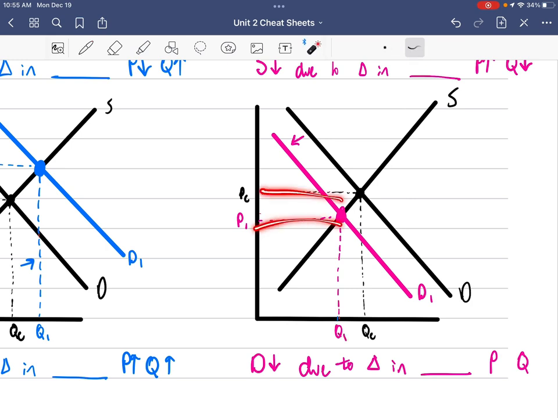So old price to new price looks like it shifted down, and I can come down here and describe the graph that way. Old quantity to new quantity looks like it shifted to the left. Left is less, and I can come over here and describe it that way.